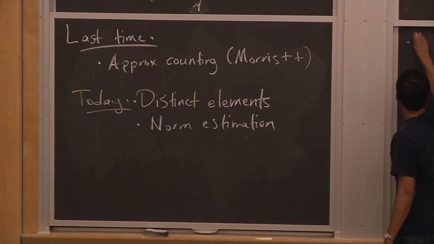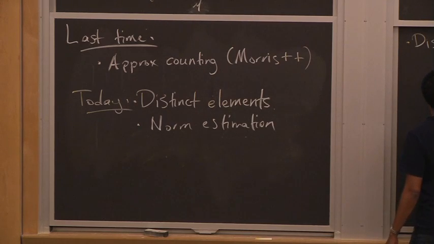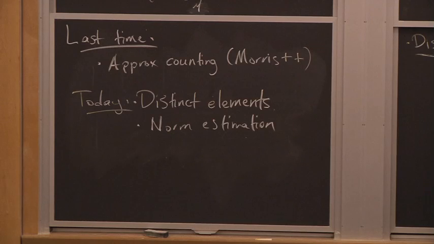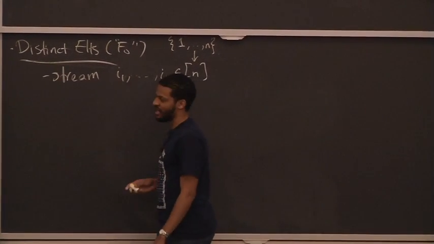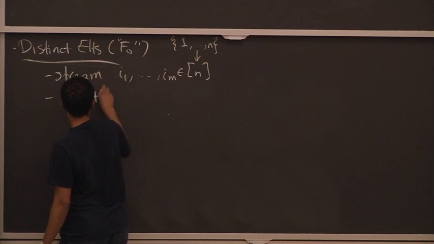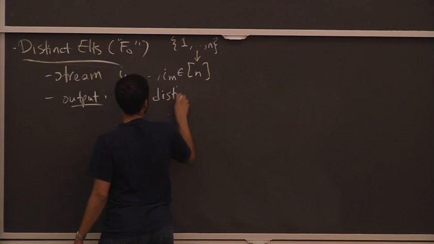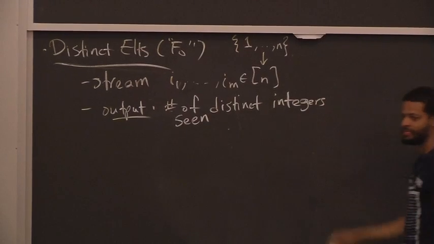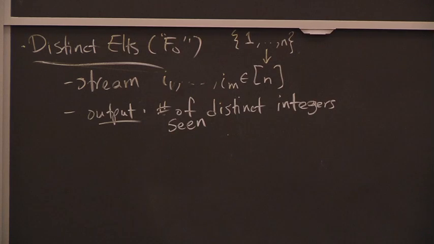What is the distinct elements problem? In the literature, you often hear this problem called the F0 problem, for a reason that will become clearer at the end of lecture. You see a stream of integers. I use this shorthand to denote the set 1 up to n. Each stream update is a number between 1 and n, and the output is the number of distinct integers seen. And as last time, the goal is going to be to minimize space consumption.